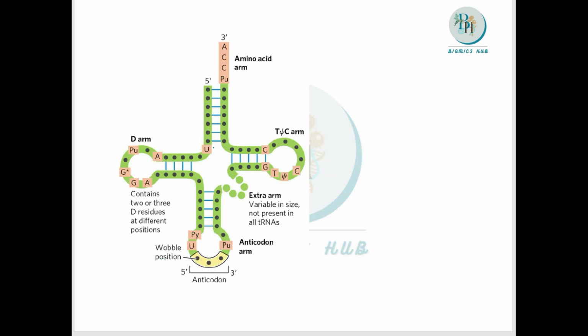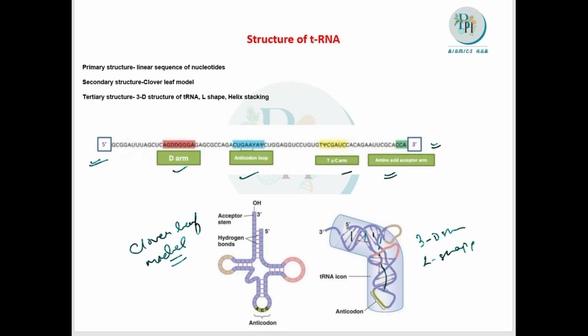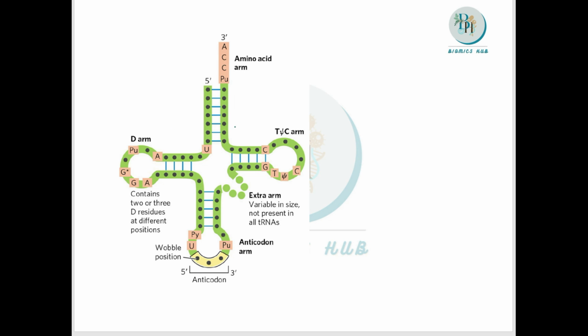Next we will see that in the primary structure we discussed certain arms which were present. Here in the secondary structure we can see those arms. There is one amino acid acceptor arm, which is recognized by ACC. In this region the amino acid will come and bind. There are 20 to 22 amino acids; after modifications, there are 22 amino acids. And for each amino acid there is a specific tRNA present.